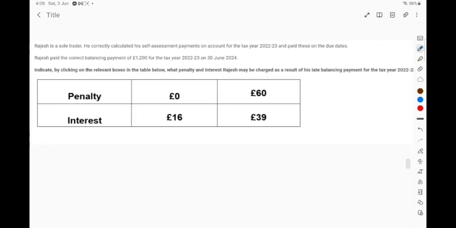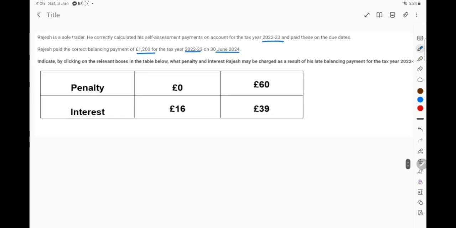Next is Rajesh is a sole trader. He correctly calculated the self-assessment payment on account for the tax year 22-23 and paid these on due date. Rajesh paid the correct balancing payment of 1200 for the tax year 22-23 on 30th June 24. Indicate by clicking on the relevant boxes on the table below what penalty and interest Rajesh may be charged as a result of late balancing payment.